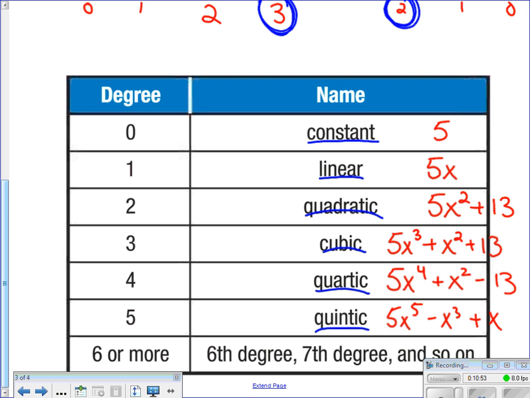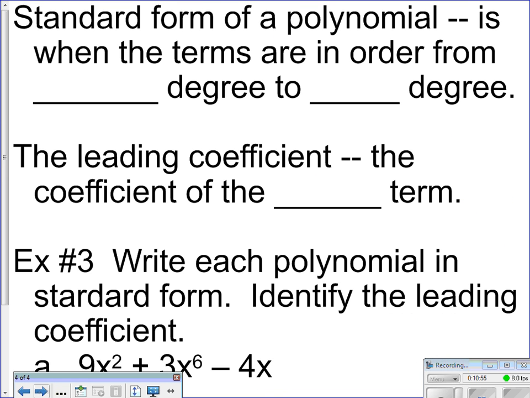All right, last slide. Standard form of a polynomial. Now we've had standard form with linear equations before, but this is standard form with a polynomial. It's when the terms are in a certain order. And that order is from the greatest degree to the least degree. So the biggest degree goes first, and then the smaller degrees in order go down.